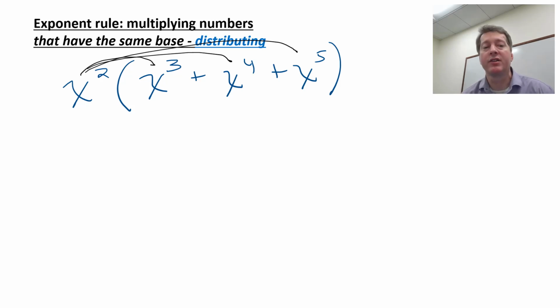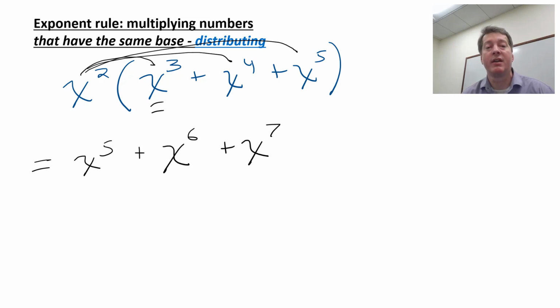You distribute the x squared. So x squared times x cubed, that's what? x to the 5th, plus x squared times x to the 4th is x to the 6th, plus x squared times x to the 5th is x to the 7th. So those are the same thing. That's distributing. And you're just applying the rule that when you multiply two numbers that have the same base but different exponents, you add the exponents.